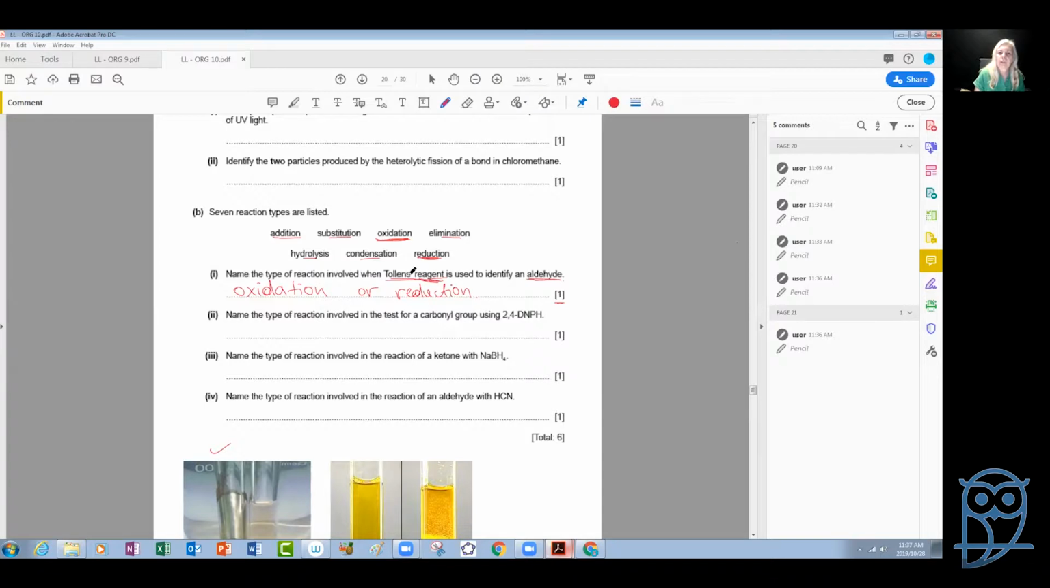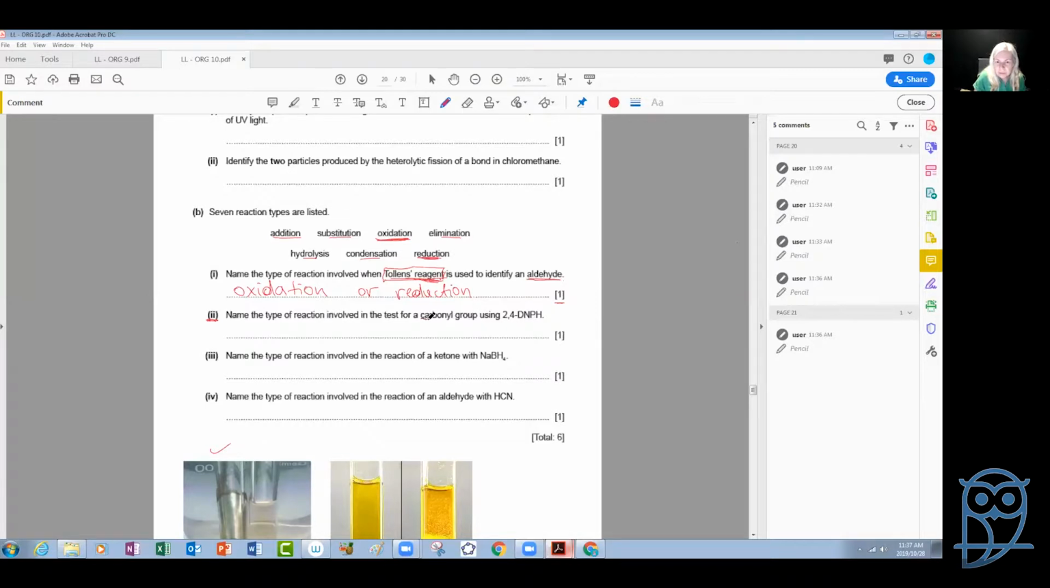Okay. So remember, the Tollens reagent can help to distinguish between an aldehyde and a ketone. It's actually the first time that aldehydes and ketones react differently, behave differently. Okay, and next question. Name the type of reaction involved in the test for a carbonyl group using the 2,4 DNPH.